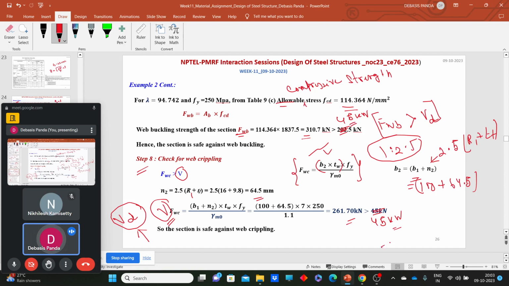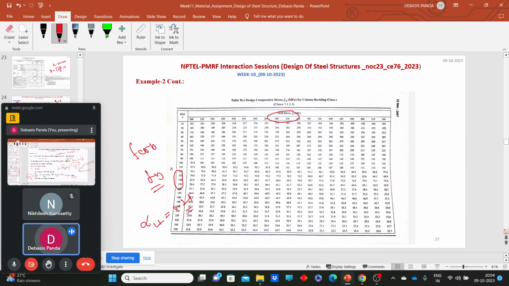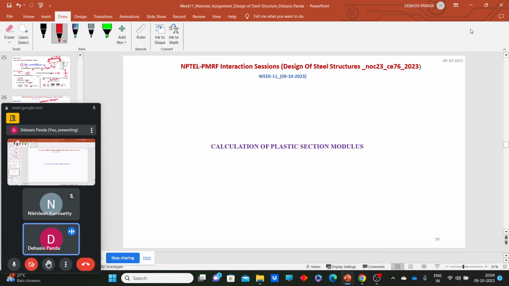Okay, and these two checks, the two strengths are also well within that limit, or much more than that 45 kilonewton. So we can say that this beam section is safe against web buckling and web crippling. Okay, so this is the design procedure of a laterally unsupported beam.